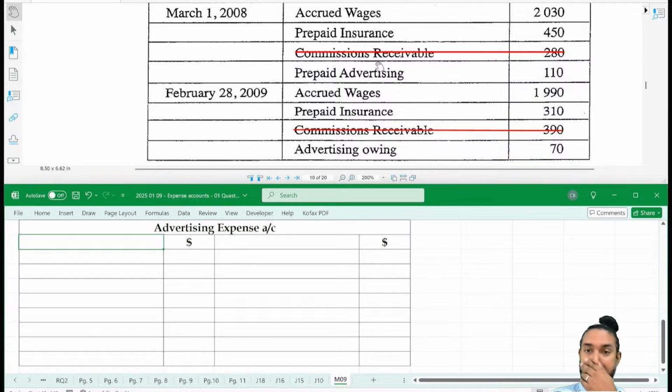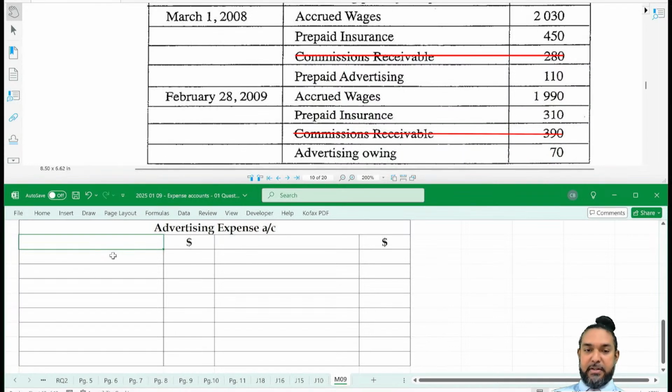Now a prepaid expense is an asset. Assets have debit balances at start. So this is the prepaid balance at start, right? That's 110. The accrued balance, so it says owing. Owing means accrued. The accrued balance is a liability, which has a credit balance when it's brought down. Before it can be brought down, it has to be carried down, right?